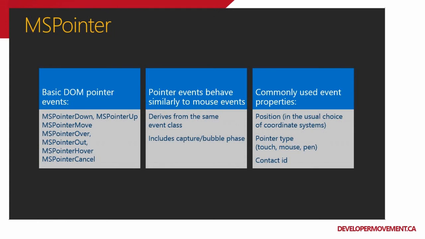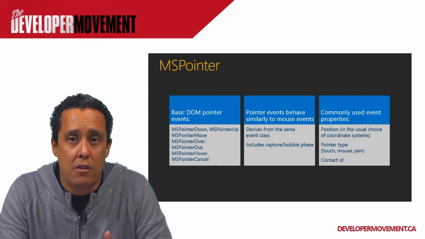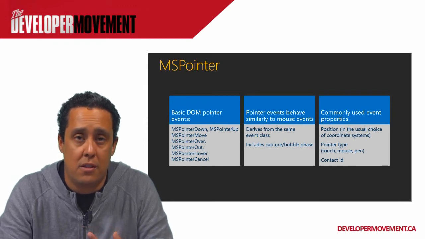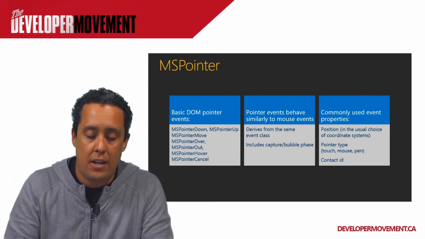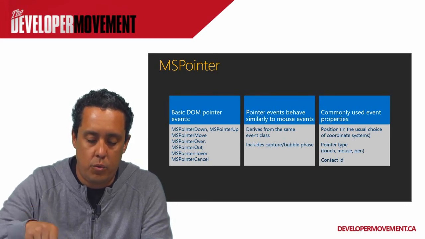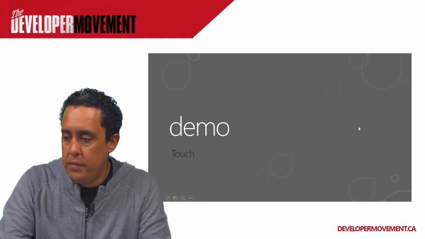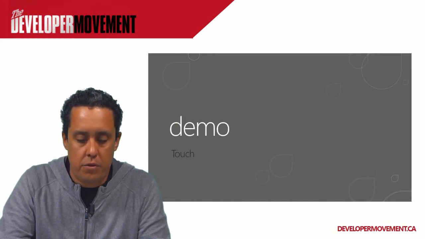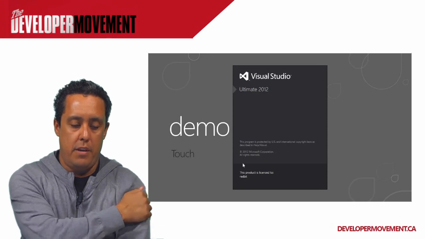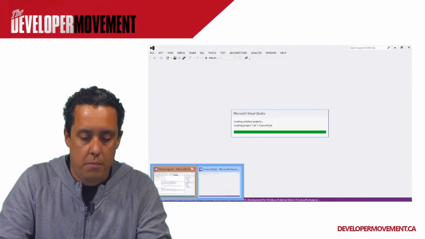And commonly used properties, you have your pointer type. You get to know if it's touch, mouse, or pen. And you get to know the position, using the coordinate system. It also passes you a contact ID, so you know which contact or which mouse movement or touch movement is happening. So let's go into here, and we'll show another sample. Let me get rid of this media capture.